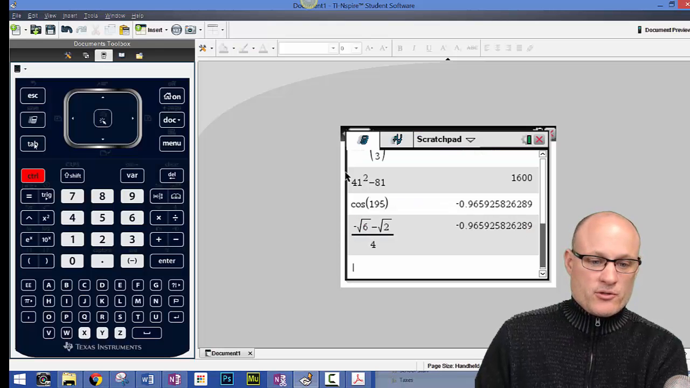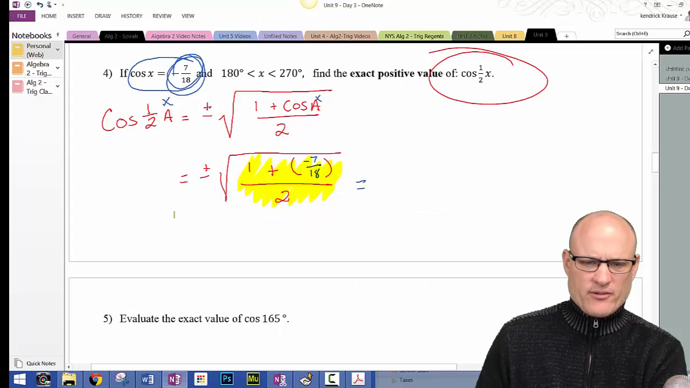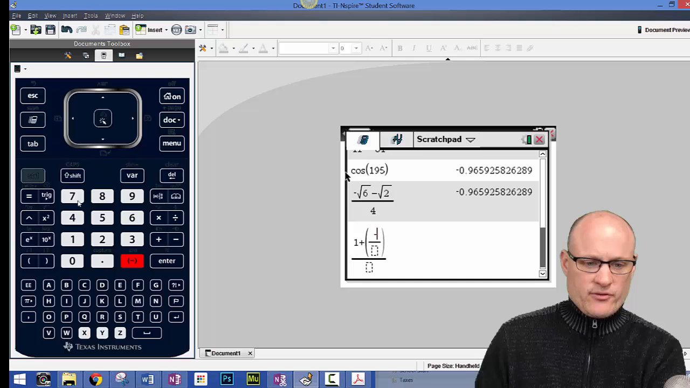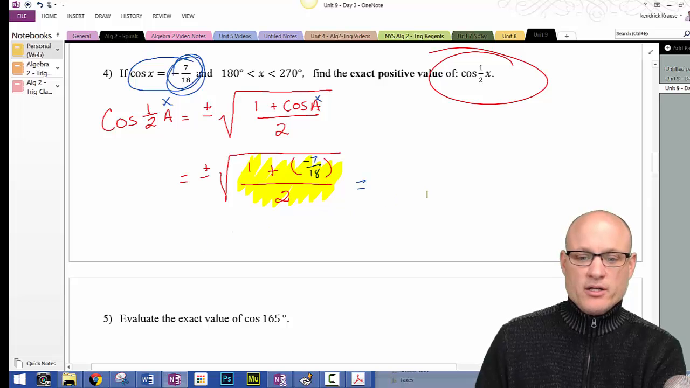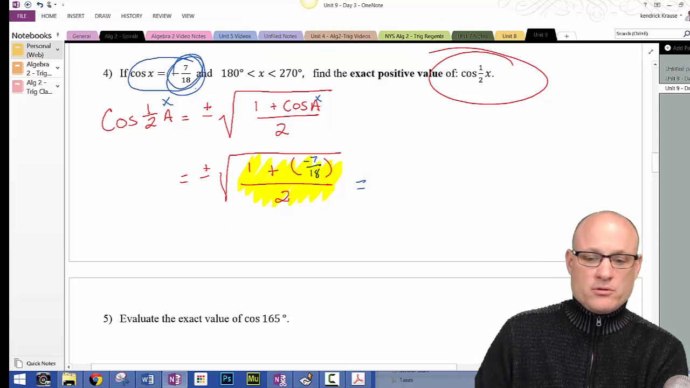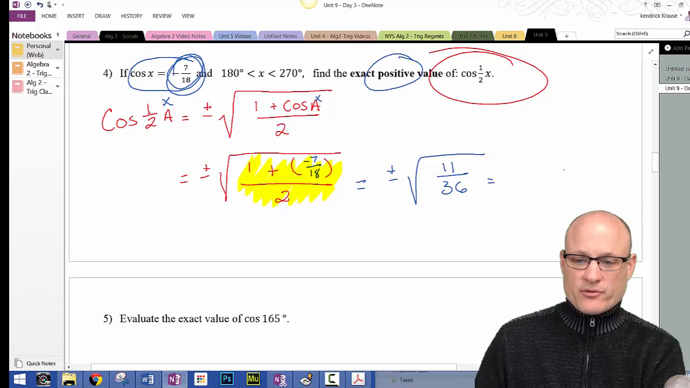So, control division. 1 plus parentheses, control division, negative 7 over 18, all over 2. I type that in my calculator, and bam, I get some annoying thing like 11 over 36. So this is equal to plus or minus the square root of 11 over 36, which is equal to, now wait a second, I only want the positive, so stop putting plus and minus, the square root of 11 over 6. Done.